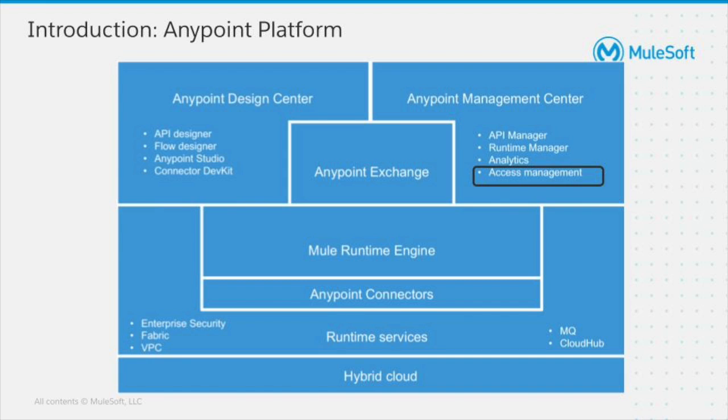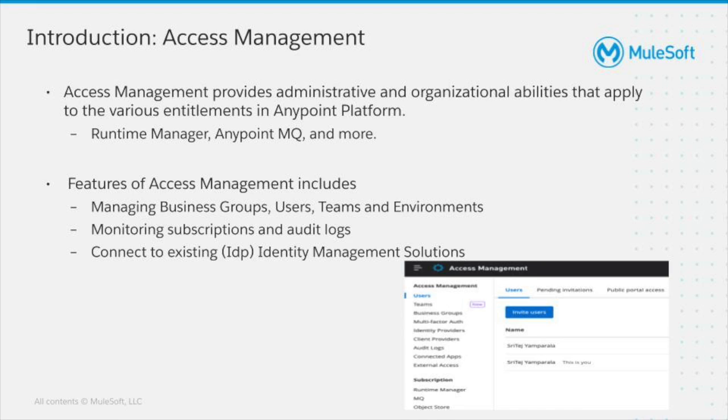So, access management in Anypoint Management Center is where we create and manage our business groups. Before we jump onto business groups, let's review some of the access management features at a high level. Access management provides all the administrative capabilities to manage your Anypoint platform and its various entitlements like Runtime Manager, Anypoint MQ, audit logs, etc. So once you navigate into access management, you have users, business groups, roles, and teams. Teams is our brand new feature released recently. This makes our life a lot easier by grouping users and providing required permissions and authorizations across business groups.